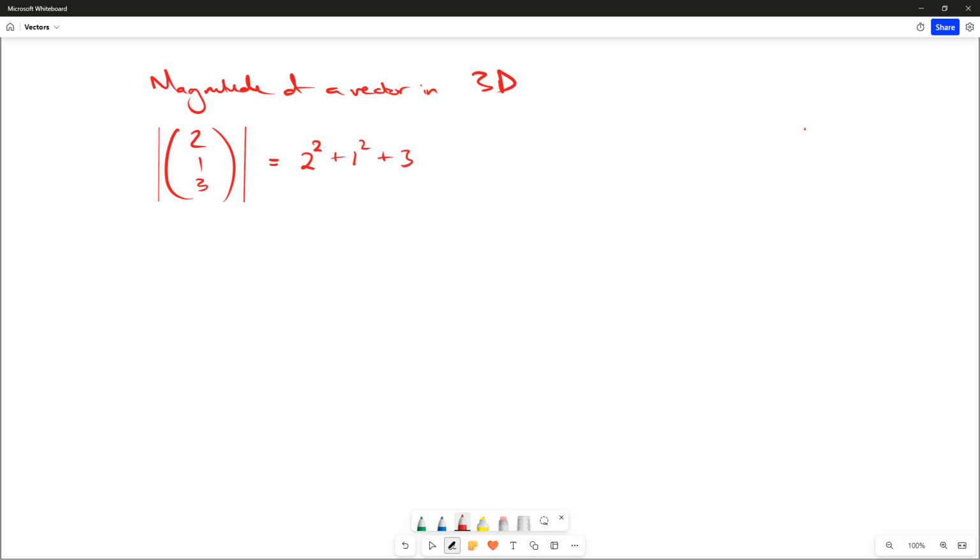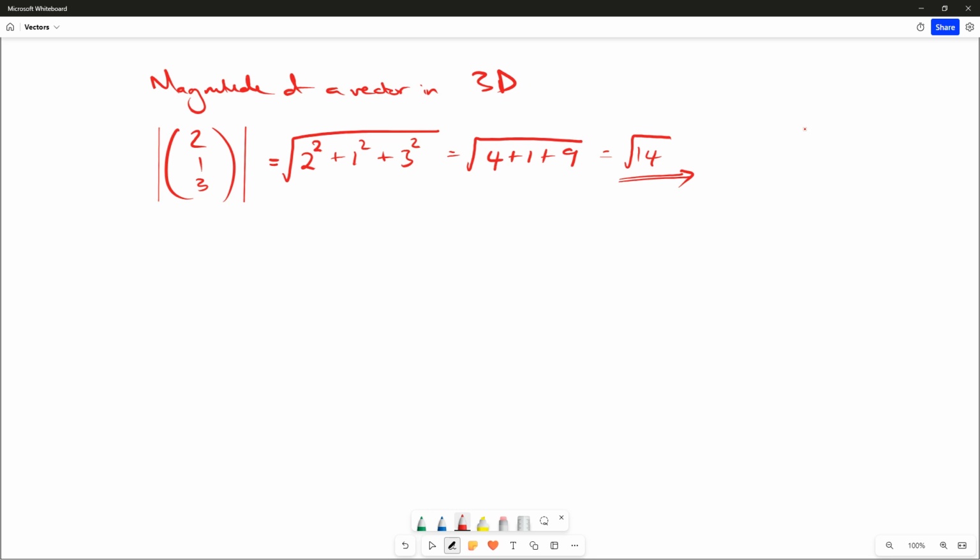And then add it, and then square root it. 2 squared is 4, 1 squared is 1, 3 squared is 9. And that's equal to 4 plus 1 is 5, plus 9 is 14. And so the square root of 14, final answer there. So it's the same as Pythagoras' theorem. Yeah, same idea behind that.